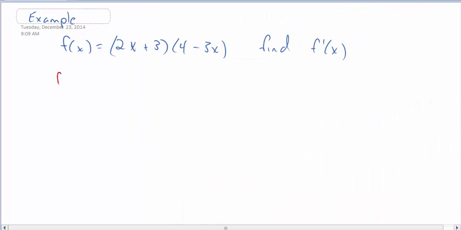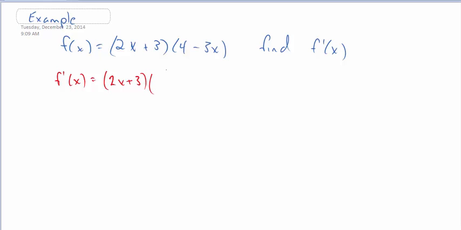So, f prime of x is going to be first times derivative of the second. What's the derivative of the second term? Well, the derivative of the second term is negative 3. Plus second thing times derivative of the first. So the derivative of the first is just 2.